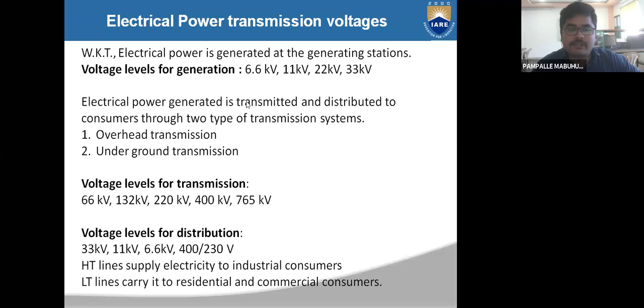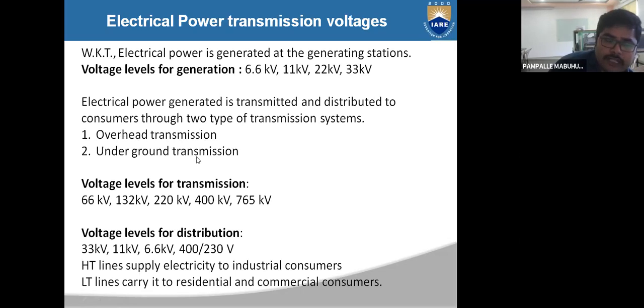The transmission systems that are present are of 2 types: overhead transmission and underground transmission. In overhead systems, you transfer the power through overhead lines. In underground transmission systems, you transfer the power through underground cables. We already discussed the design of overhead transmission lines and underground cables in previous modules.